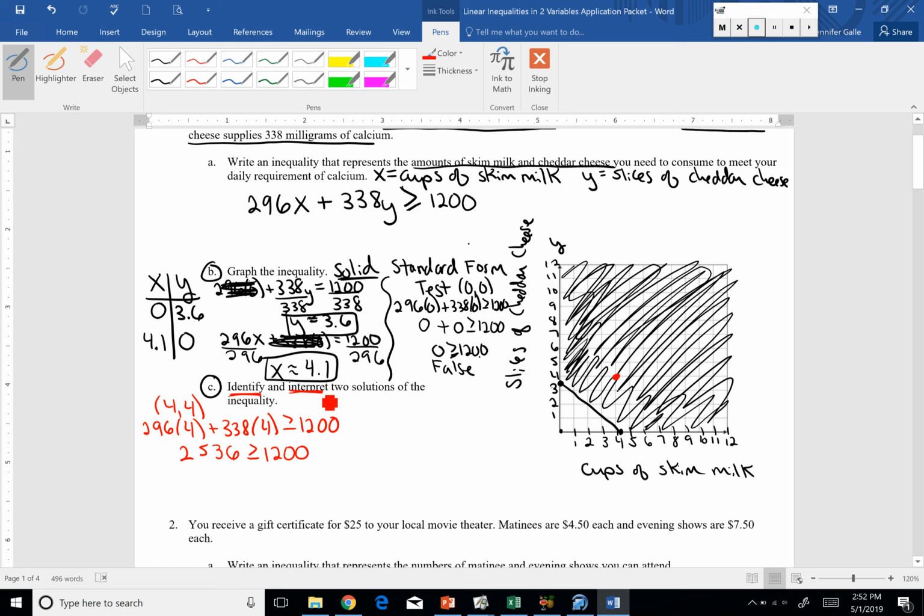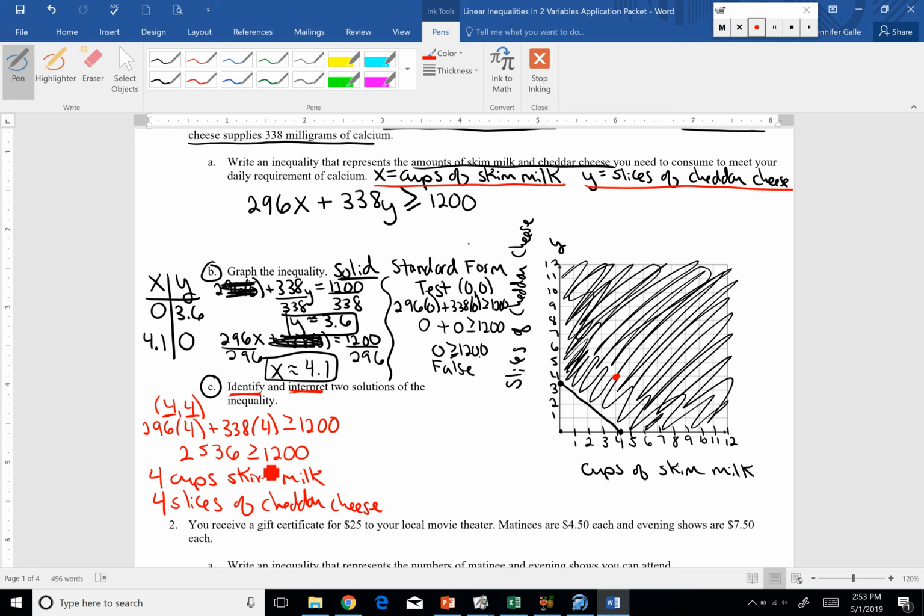Interpret just means, hey, label the numbers. We have a 4 and a 4. What do they each mean? So my first 4 for my x, I go back up and I see that x is cups of skim milk. So we have 4 cups skim milk. And then the second 4 for the y, I go back up and I see that y represents slices of cheddar cheese. So that would be the interpret part.